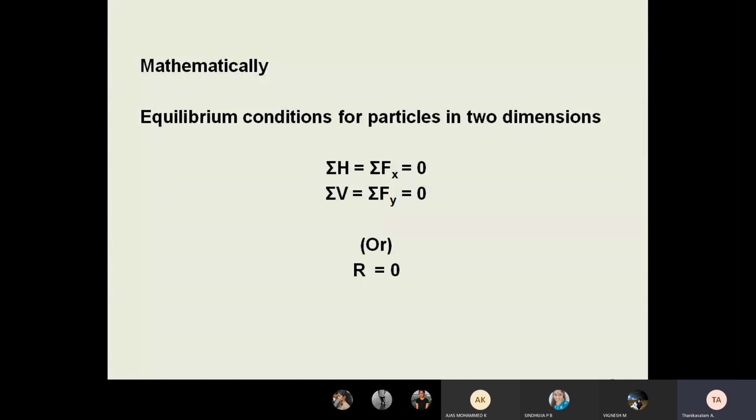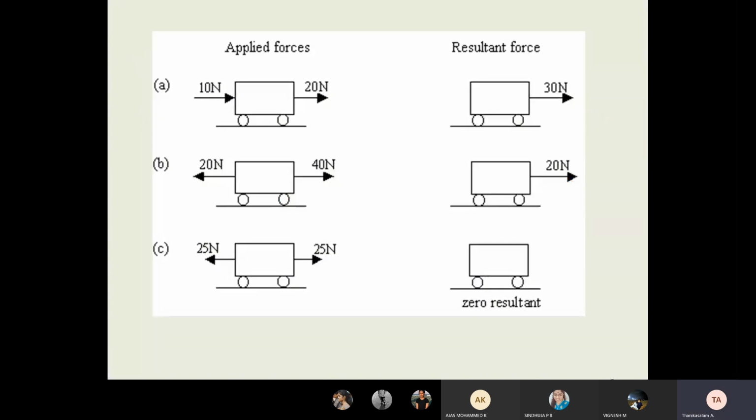Summation of H or summation of Fx equal to 0. Summation of V or summation of Fy equal to 0. See, we can represent summation of H, sometimes summation of Fx also. I told you summation of Fx means adding all horizontal forces, that is x direction forces. Summation of Fy means adding all y direction forces. Or simply we can write summation of V. Okay. Now see here, this diagram I explained already.